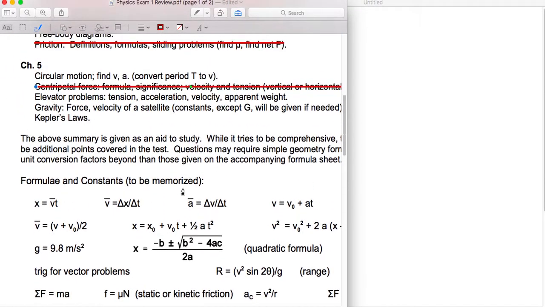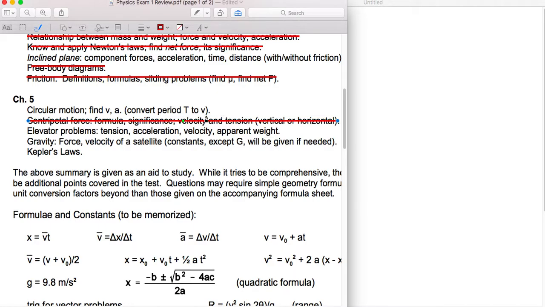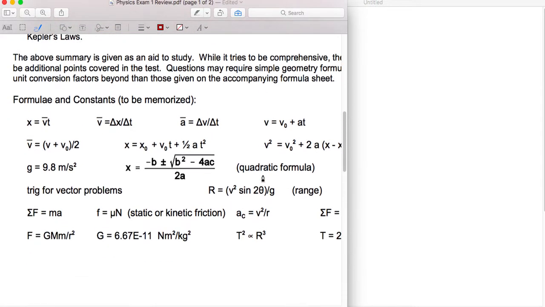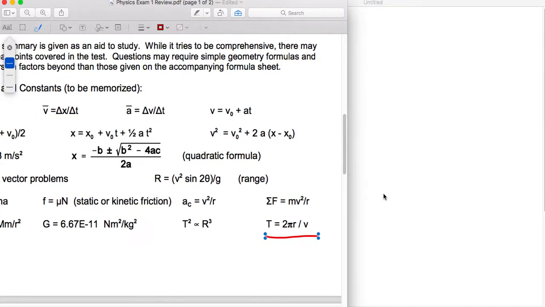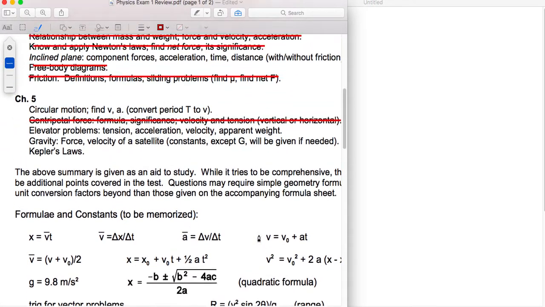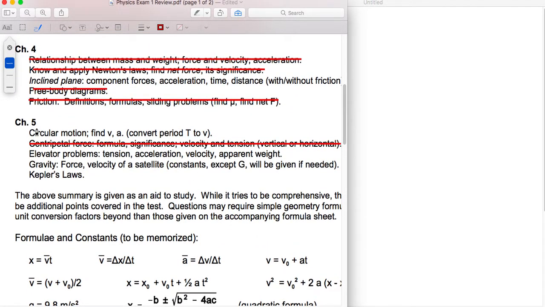And then here for the circular motion, find v and convert it to period and time. It's just one formula, which is right here. T means period. Period equals 2 pi r, which is the circumference, divided by the velocity, so how fast you're going around the circle. That gives you the period. So then you just have to manipulate velocity, change it for T, and so on. All right, so circular motion is out of the way.